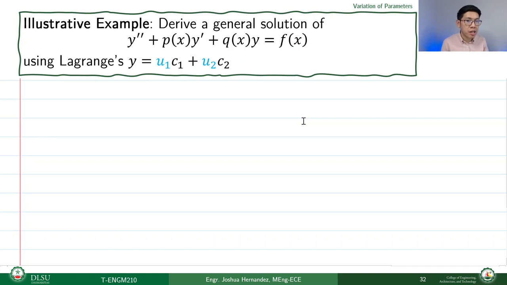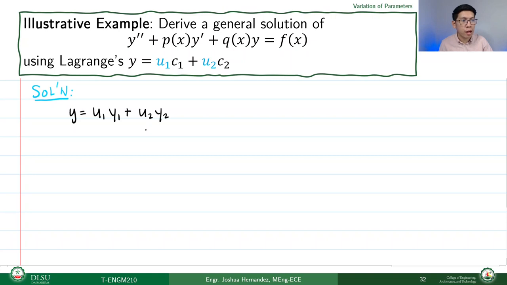So let us derive a general solution of the second order linear differential equation, y double prime plus p of x y prime plus q of x y equals f of x, using Lagrange's y equals u sub 1 c sub 1 plus u sub 2 c sub 2. Okay? So, solution. Let us derive the general solution using variation of parameters. We said our solution is y equals u sub 1, y sub 1, plus u sub 2, y sub 2.